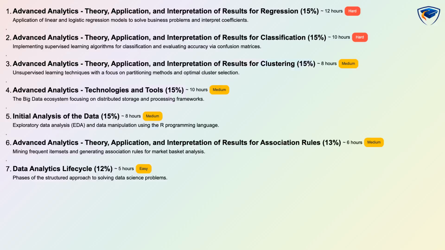The domains and their respective weights are Advanced Analytics, Theory, Application, and Interpretation of Results for Regression, 15%; Advanced Analytics, Theory, Application, and Interpretation of Results for Classification, 15%; Advanced Analytics, Theory, Application, and Interpretation of Results for Clustering, 15%; Advanced Analytics, Technologies and Tools, 15%; Initial Analysis of the Data, 15%; Advanced Analytics, Theory, Application, and Interpretation of Results for Association Rules, 13%; and Data Analytics Life Cycle, 12%.